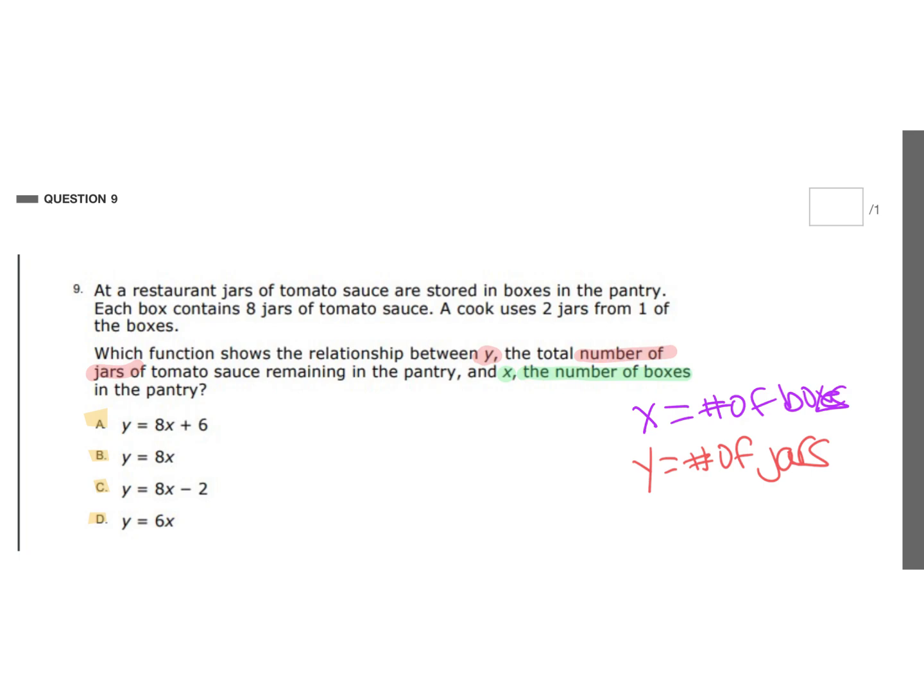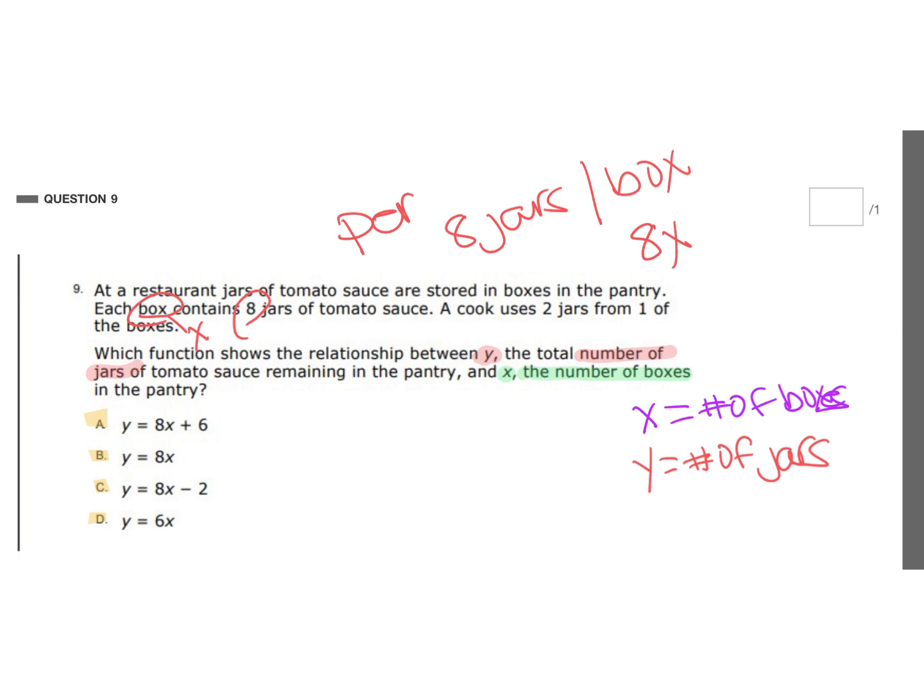So let's go back up. What else do I learn? Well, here I know that each box, and we know boxes are X, right? Each box contains how many jars? 8 jars. So there are 8 jars per box. If you say it that way, we already know that word per is a slope. 8 jars per box, how would we write that as a slope? Well, that would be 8x, right?